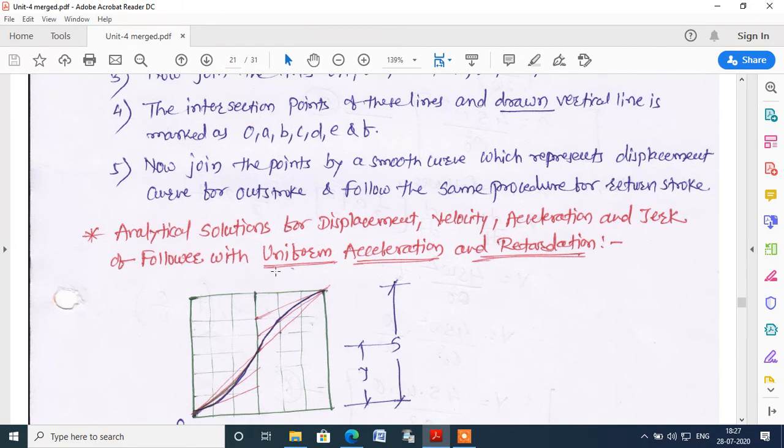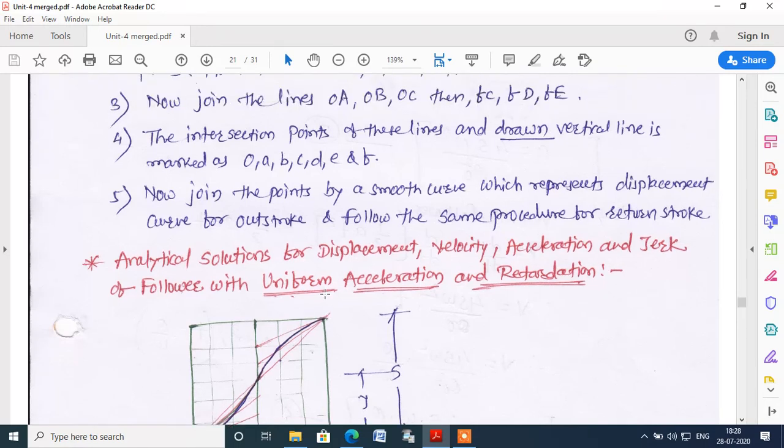Here you have to take the middle of this line, and mark A, B, C, D, E, F. So here this point is A, this point is B, this point is C. So join OA, OB, OC. Then the last point is, let us say, F. So join FC, FD, and FE.